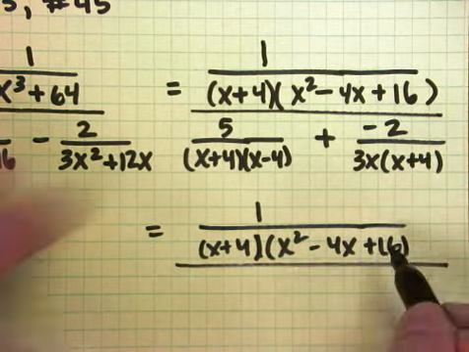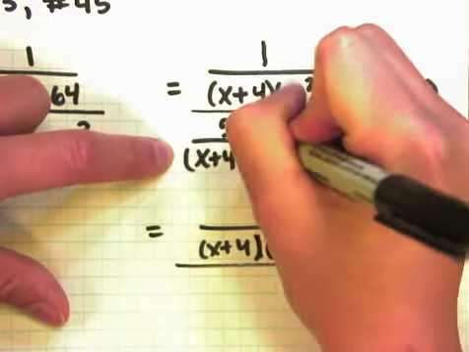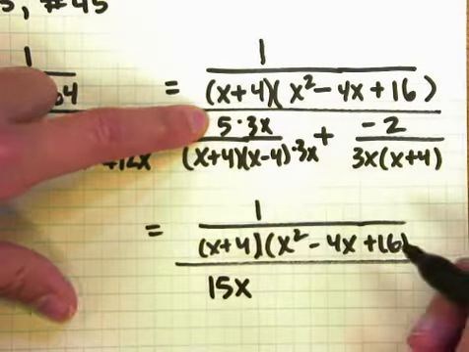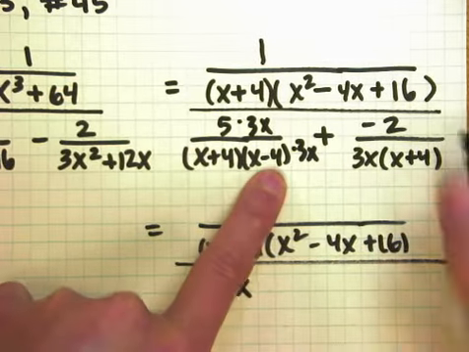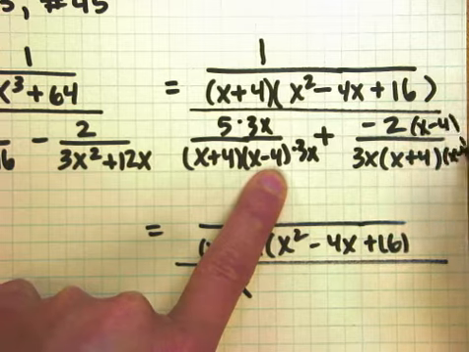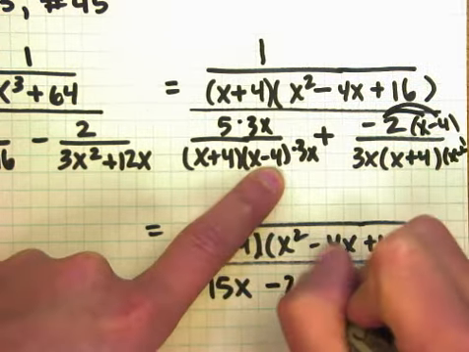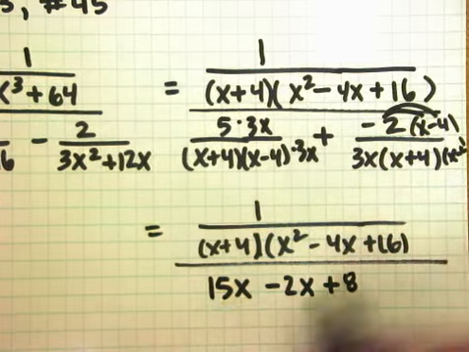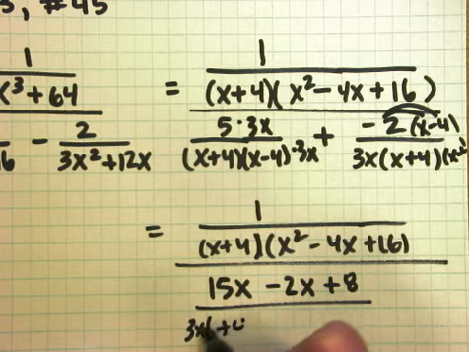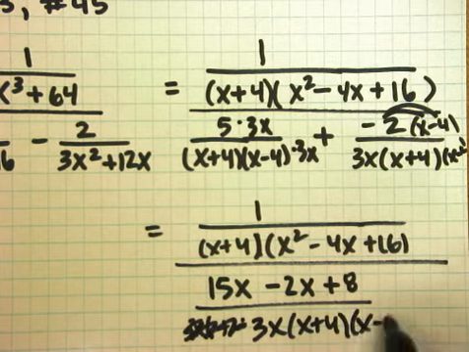Let's see, my common denominator, they both have an x plus 4. This one needs a 3x, so I'm going to multiply top and bottom by 3x, and I get 15x there. And then this has a 3x and x plus 4, but it needs an x minus 4. So I'm going to multiply top and bottom by x minus 4. When I multiply the negative 2 in, I'm going to get a minus 2x and a plus 8. And then that's going to be all over the common denominator of 3x times, oh man, need an eraser. 3x times x plus 4 times x minus 4.